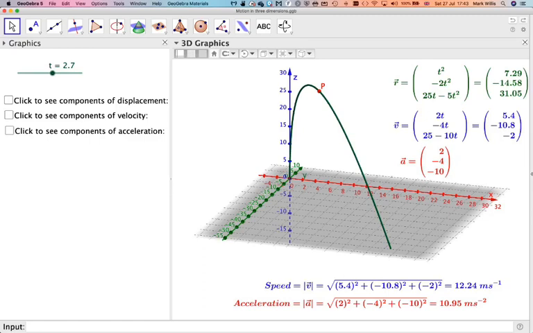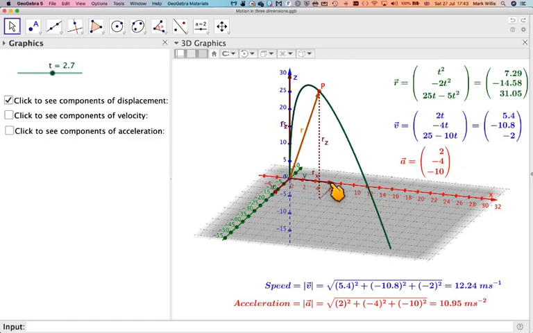Now let's look at the components of displacement for a moment. Because we've got 3 dimensions, we've got r of x here, r of y here, and r of z here. So we go along here, r of x, then r of y, and then we go up here, r of z. That will give me the position of the point P. At the moment you can see 7.29, −14.58 and 31.05. If I find the magnitude of it, that will tell me how far it is away from the point O.